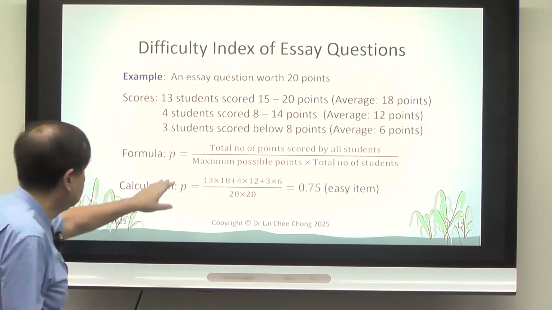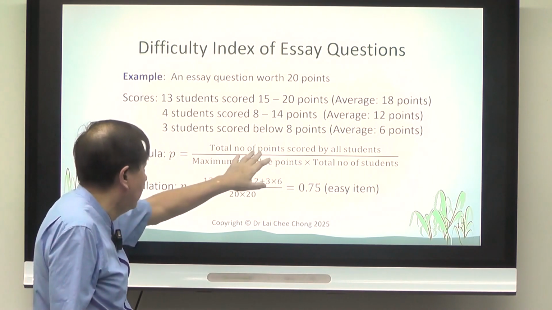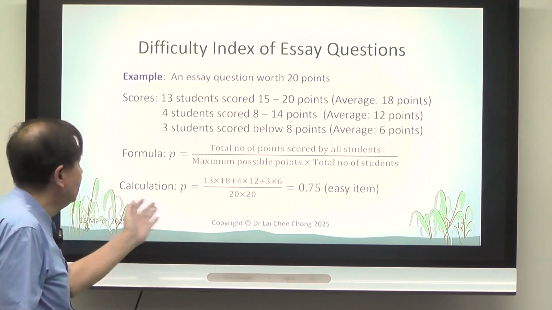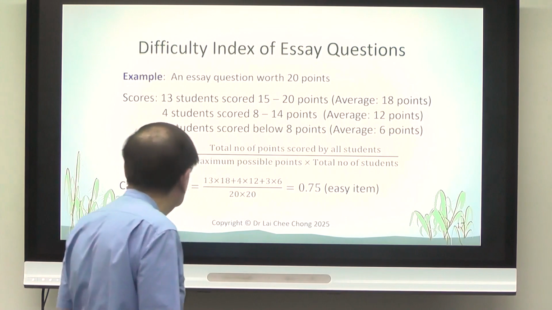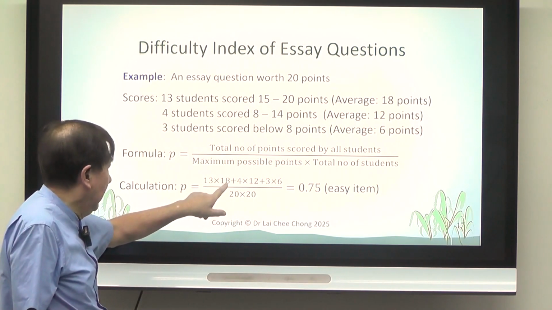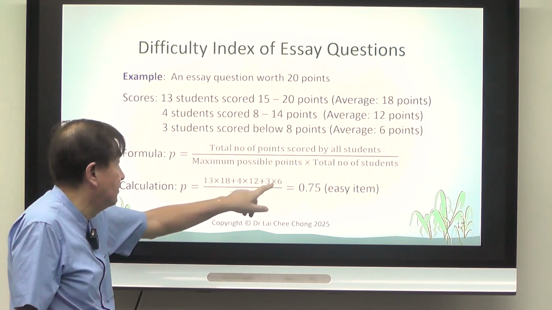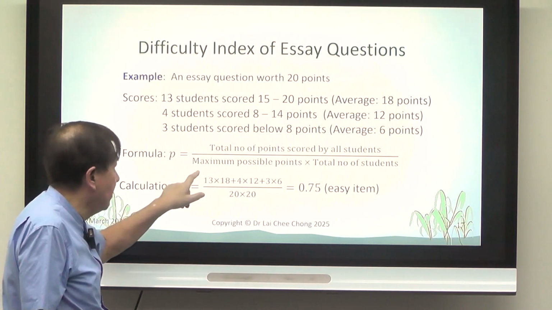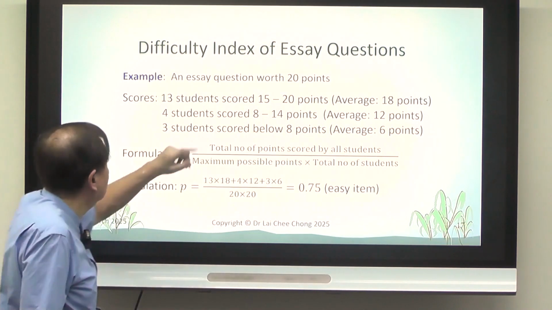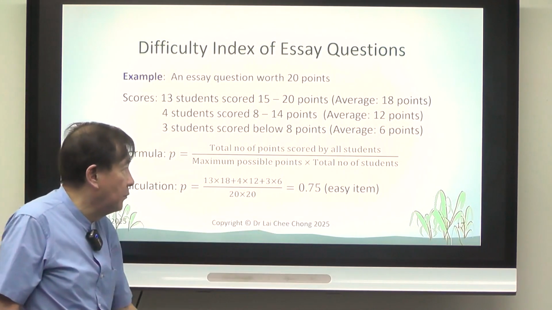Then you can take the average here, then you can take the total number of points scored by all students here, just multiply it out by itself there, and you can see how to do it. And you can see that the average is about 18, right? So it's 18 times 13 plus 4 times 12 plus 3 times 6. And you divide it now. It's the maximum number of points, which is what? 20 times the number of students, also 20. I'm talking about 20 students here. So it'll be 20 times 20. You will get a 0.75.